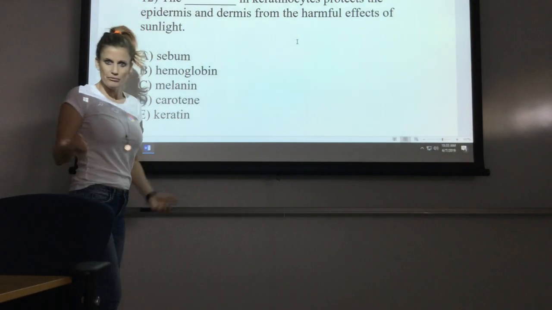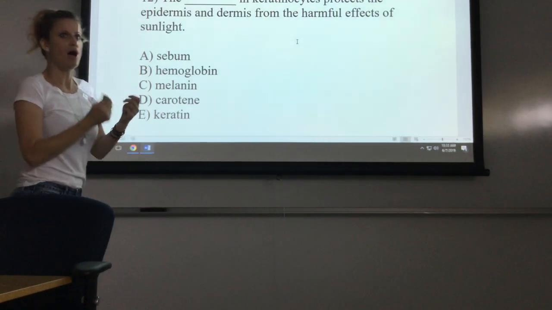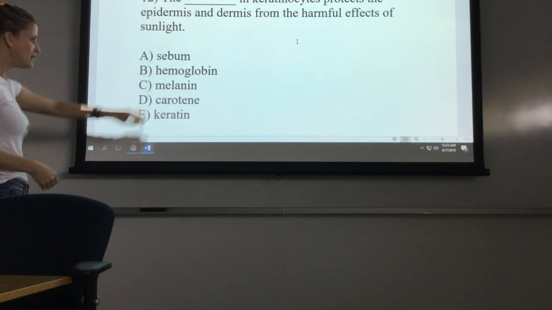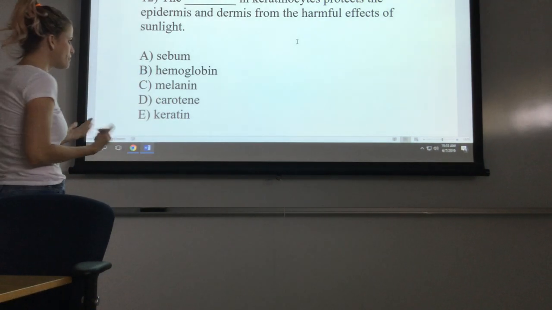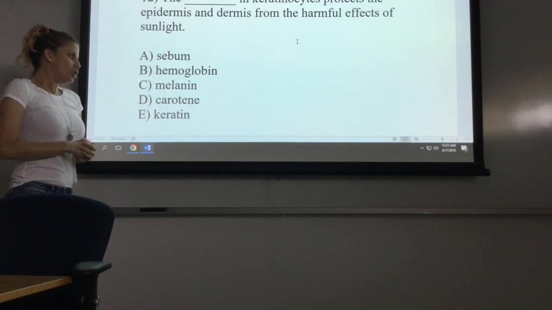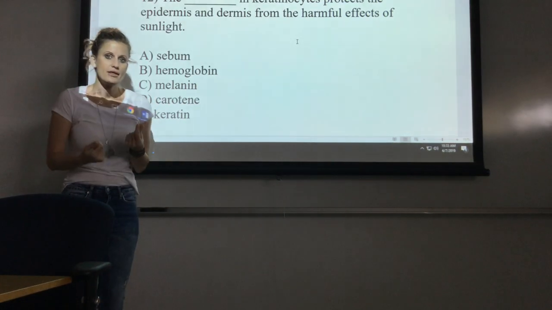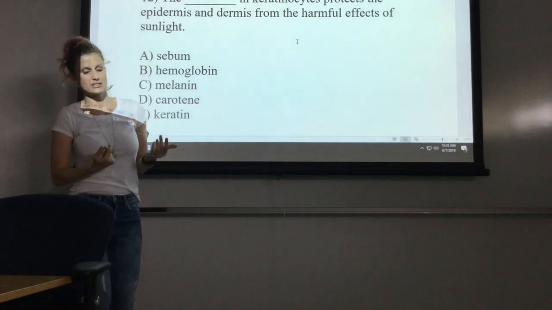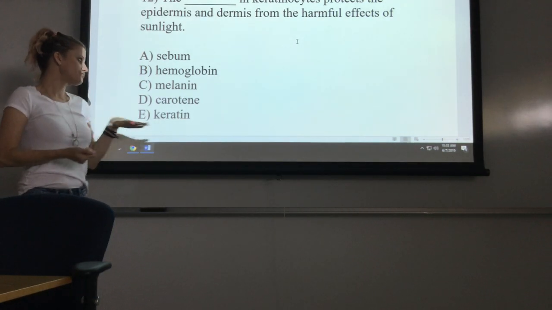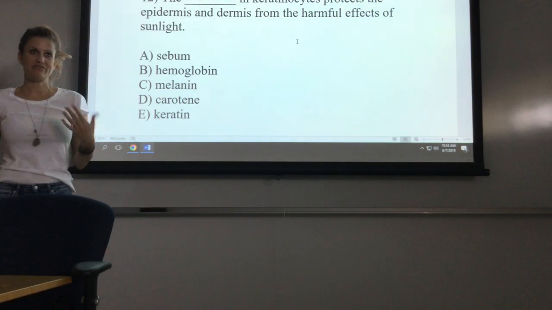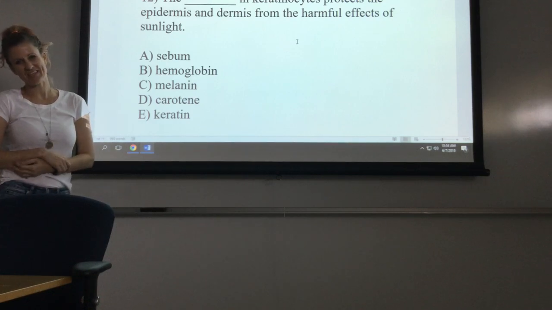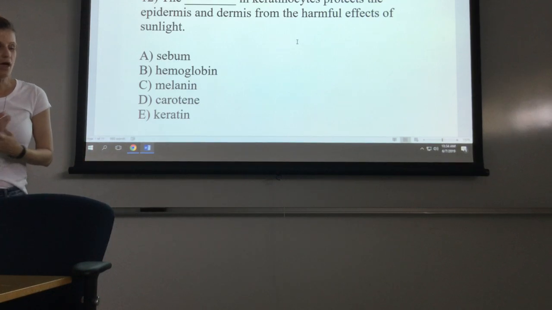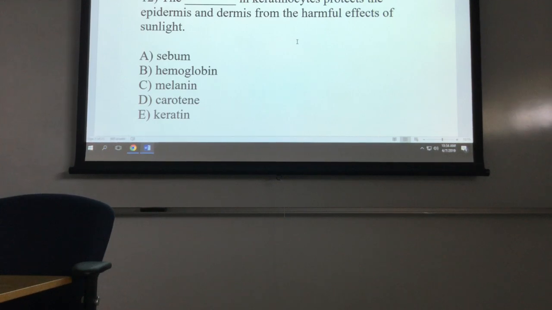Sebum is an oil, right? That provides lubrication and protection to our skin and hair. Hemoglobin is in the bloodstream. That's got nothing to do with what we're talking about now. It's in red blood cells. Carotene, remember, is an orangish yellow pigment that's in some foods, specifically carrots, hence the name carotene. Carotene is important because it gives vitamin A, but it can also affect the pigment of the skin. So it can make your skin yellow or orange if you eat too much of it, but that's got nothing to do with UV radiation. So melanin is the answer.